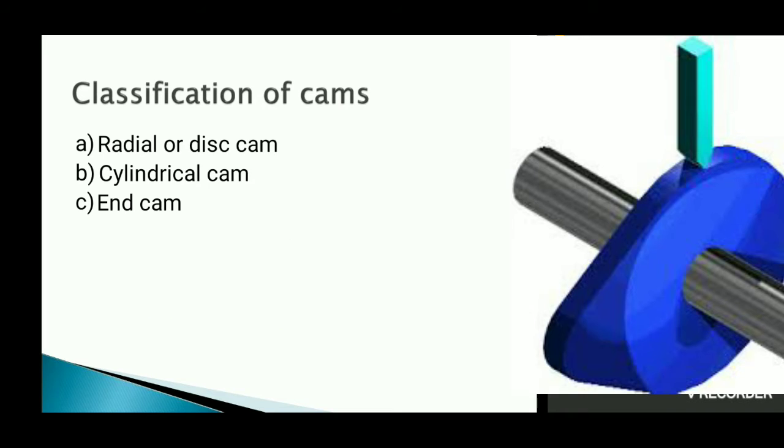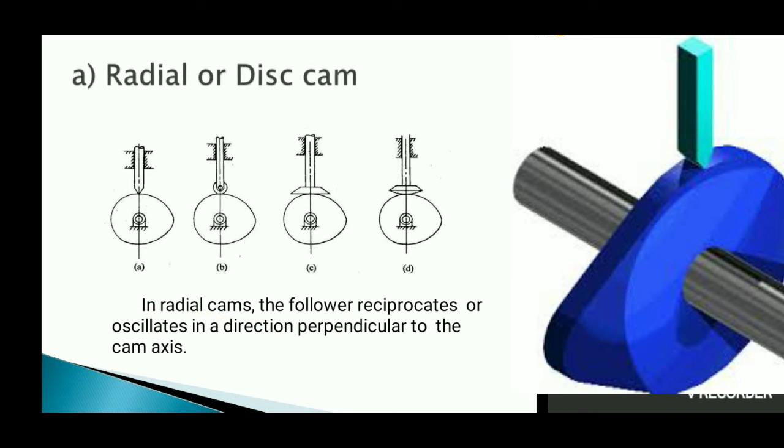So now we'll move on to classification of the cams. You can see the three types of classification. Radial, so with the diagram we can explain. In a radial cam, you can see the axis of the cam and how the follower is moving. Both are perpendicular to each other. The direction of the axis of the cam and the direction in which the follower is rotating or reciprocating will be perpendicular to each other. That type of cam is called the radial cam.